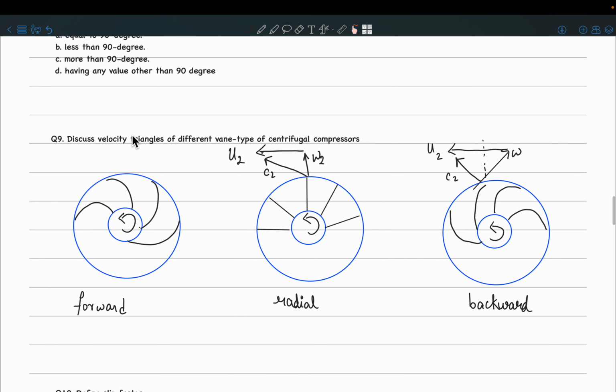And in the case of forward lean again, so now you can draw W in this direction because, as you said, tangential to the blade. Okay, and because you're rotating again in the anti-clockwise direction, your U2 remains in this manner. Okay, this is W2, and the vector sum is C2, right?